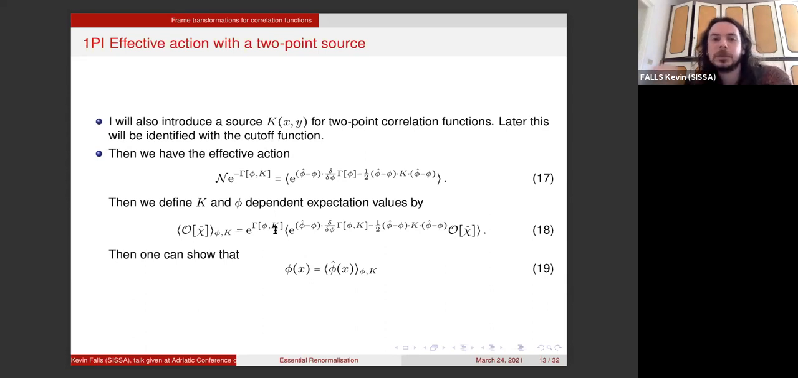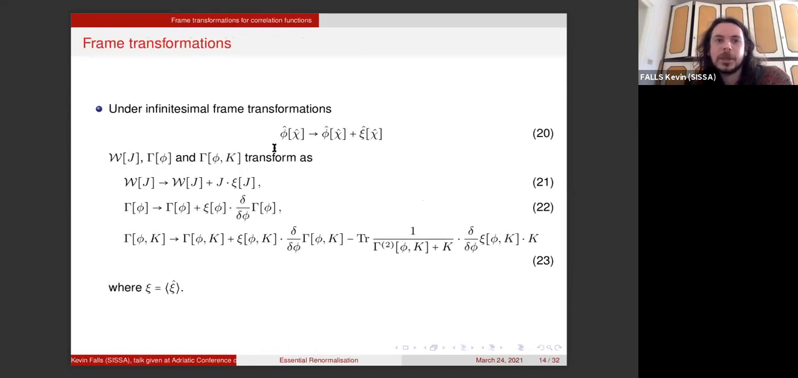So the natural thing to ask then is how these functionals transform under these transformations. What we can do is take the original frame and add to it an infinitesimal part, which is xi. So this is an infinitesimal frame transformation. And then you can see this is how these different generating functionals will transform. Note that W and gamma transform in quite simple ways, just with this one extra term.